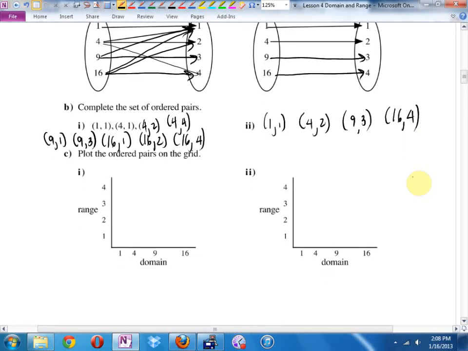Then it says plot the ordered pairs on the grid. We're going to put the range, that's your y values, on the y-axis. We're going to put the domain, that's your x values, on the x-axis. So 1, 1 works. 4, 1 works. 4, 2 works. 4, 4 works. 9, 1 works. 9, 3 works. 16, 1 works. 16, 2 works. And 16, 4 works.